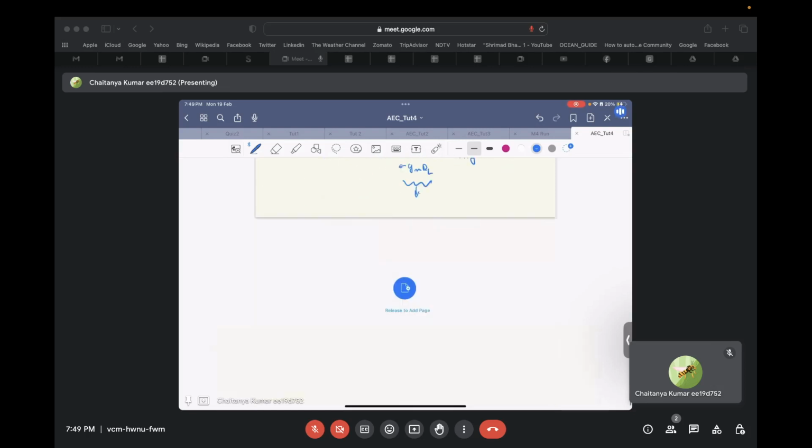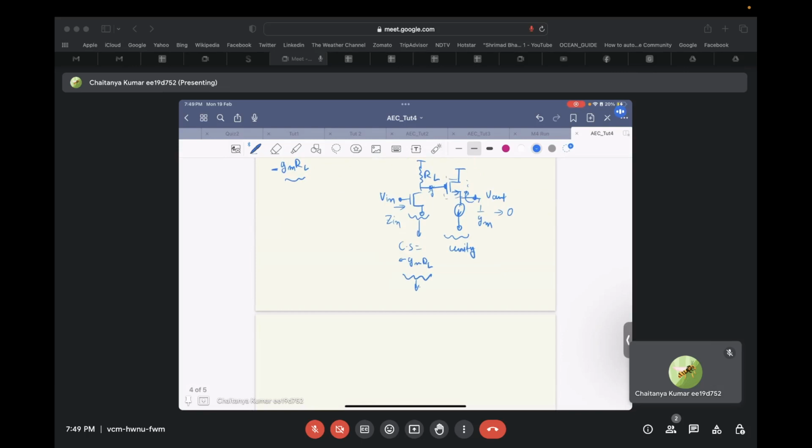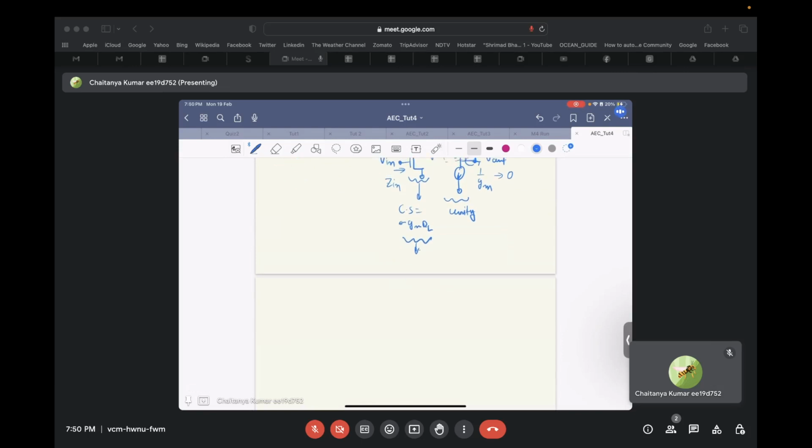So another way to get a gain where your gain does not depend on the GM of the actual transistor, and it basically depends on a ratio of two things. So we saw the common drain amplifier.